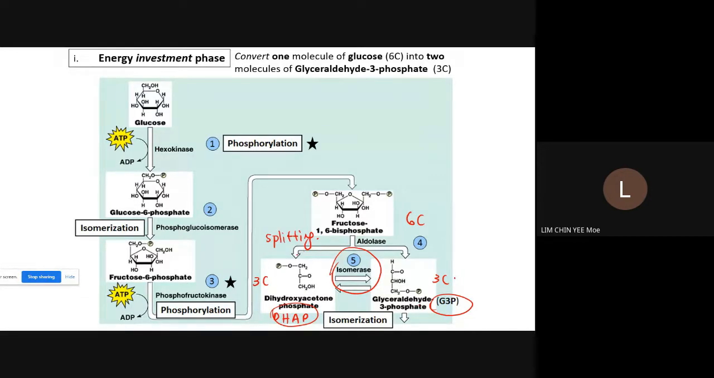So now class, yang asal I memang dah ada satu G3P masa splitting. Step 5, I convert lagi DHAP jadi G3P. So total berapa G3P I akan ada? Two. Good job. So from one molecule of glucose, at the end of energy investment phase, I will get two molecules of G3P. Any question? Jelas? Jelas, Miss. Okay.